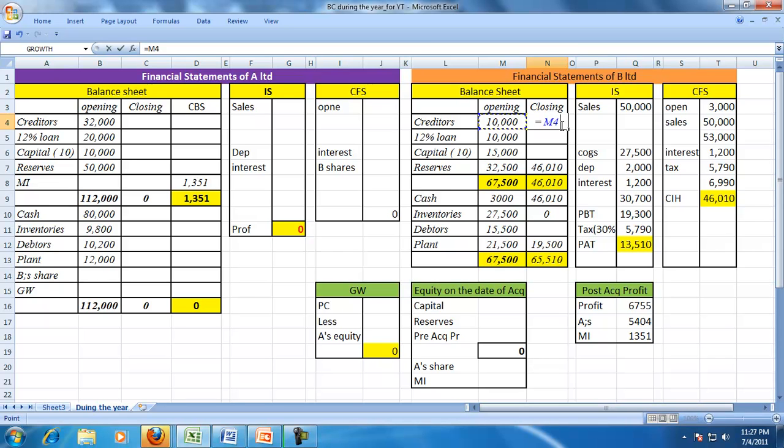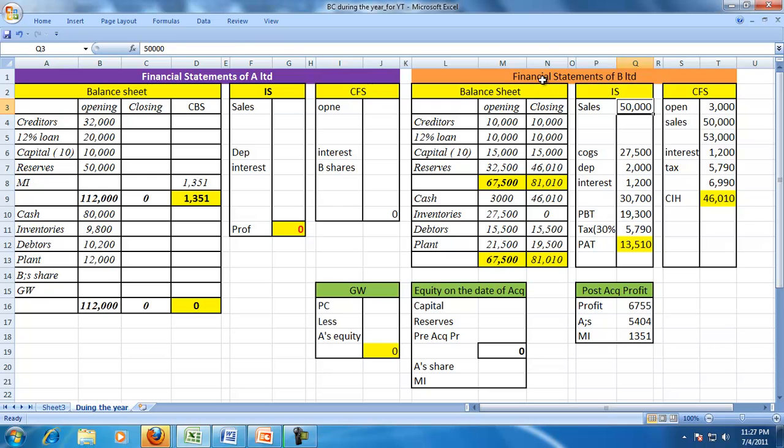No change in the creditor, no change in the loan, no change in the capital, no change in the debtor. So the balance sheet of B is done. The balance sheet of B is because of the incomes, and income is due to the sales, expenses are COGS, depreciation and interest.